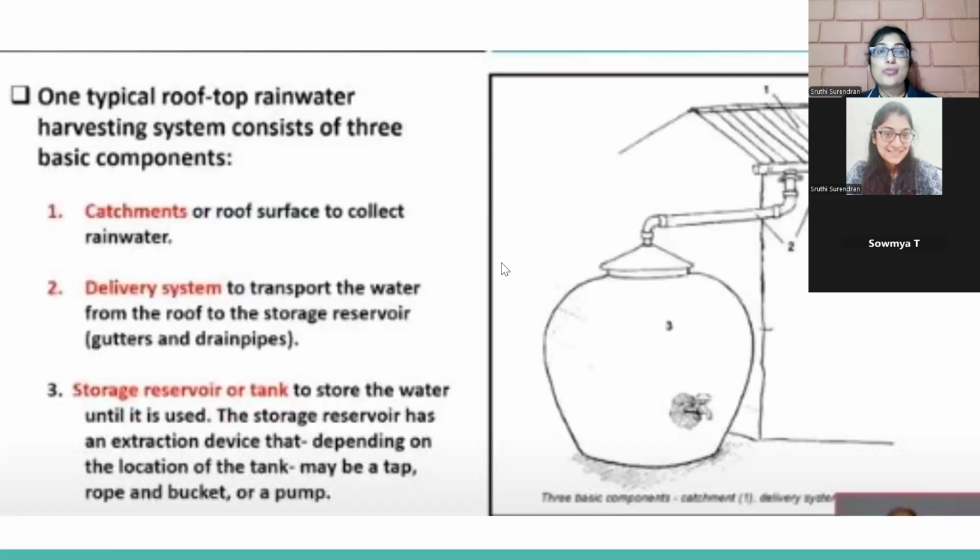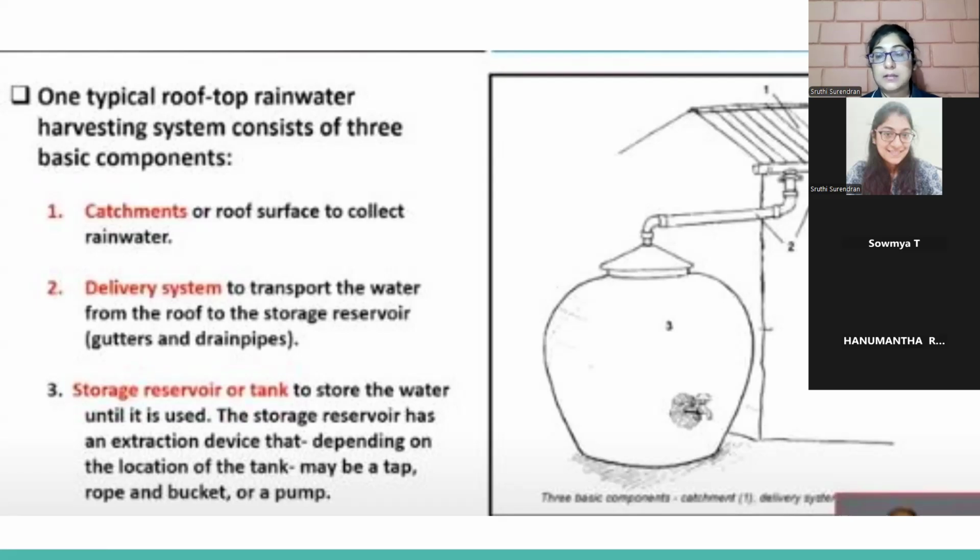So a typical rooftop rainwater harvesting system consists of three basic components. There are a lot of components associated with rooftop harvesting, but primarily, it has to have three basic components. One is the catchment, the part which is going to collect the water. Second, the portion of the system that will help in transporting water. And third is the system that is going to help in storing the water.